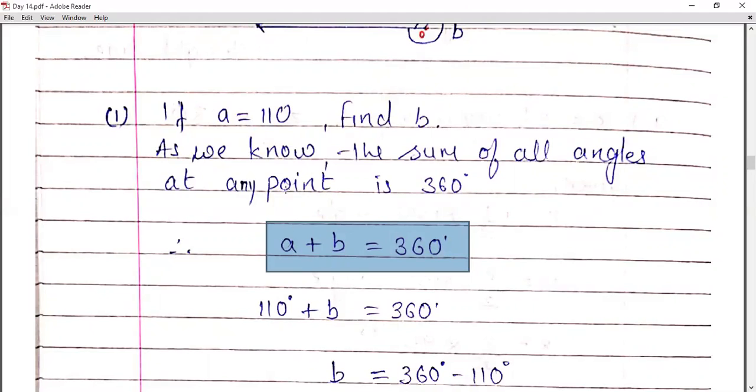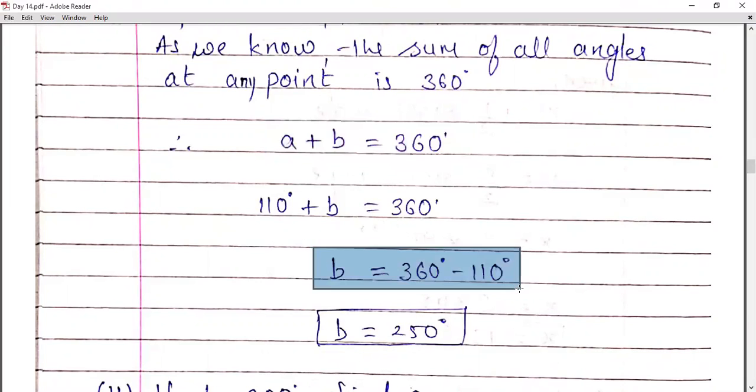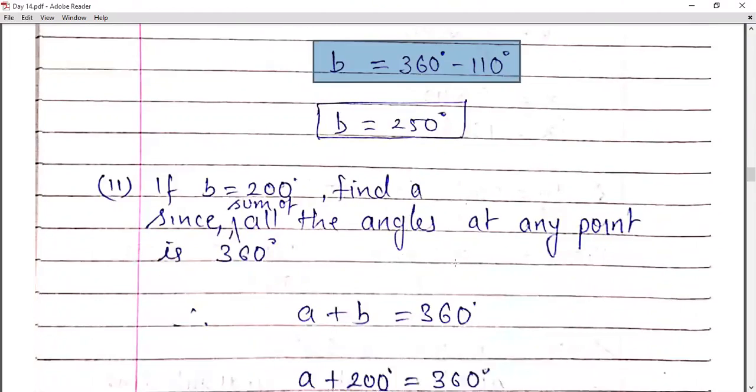Substituting the value of A as 110 as it is given, you'll get 110 plus B is equal to 360. Transferring 110 to the other side will change its sign. So you'll get B is equal to 360 minus 110 degrees. Hence, you'll get B as 250 degrees.